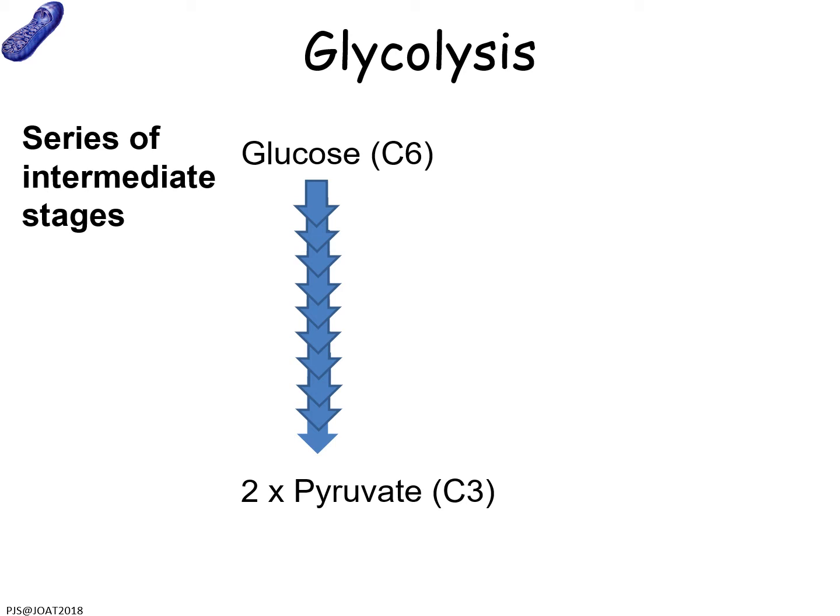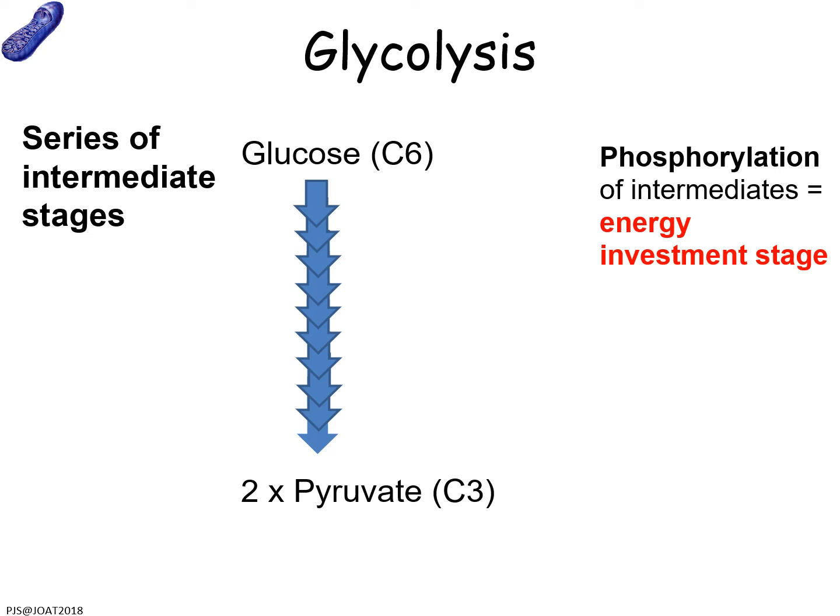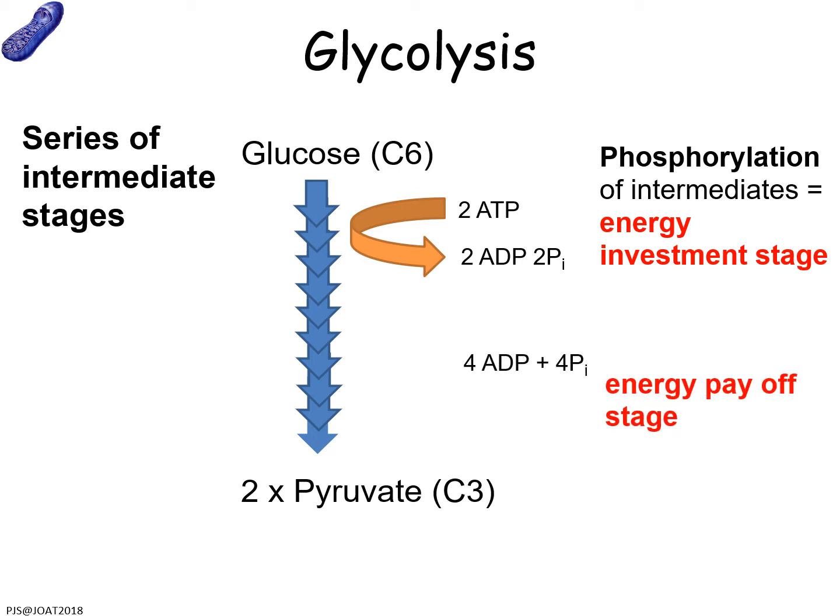Now, at this point, we need to bring in some energy, and we're going to phosphorylate some intermediates using ATP. We need to use 2 ATPs to do this, so this is an energy investment stage. And the reason it's called investment is because we actually then have an energy payoff where we get enough energy out to generate 4 ATPs.